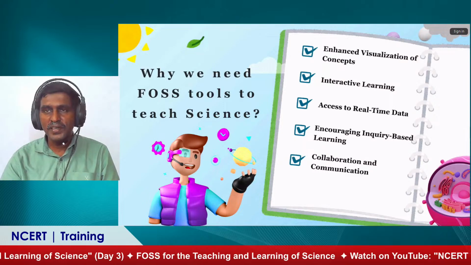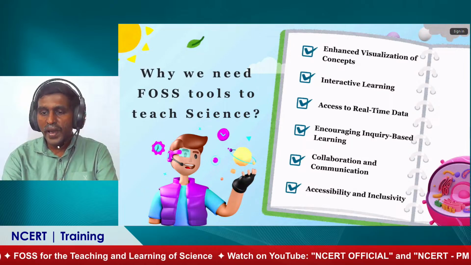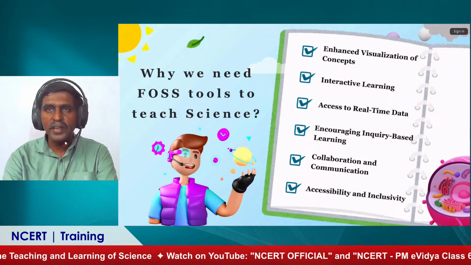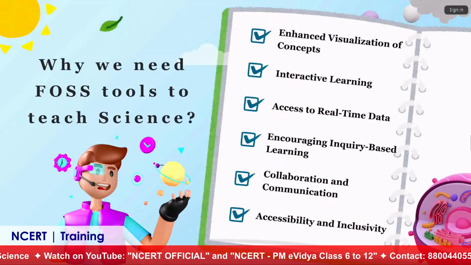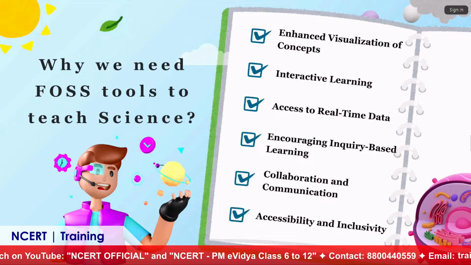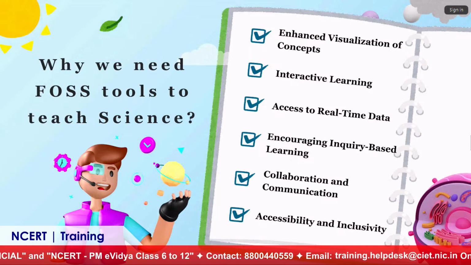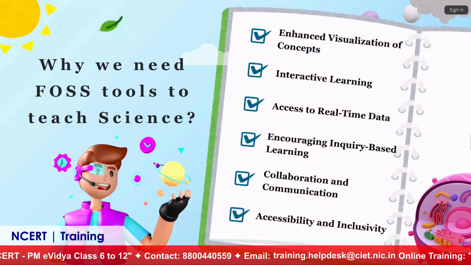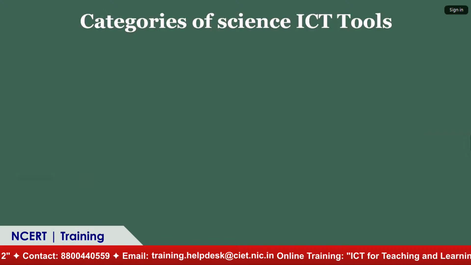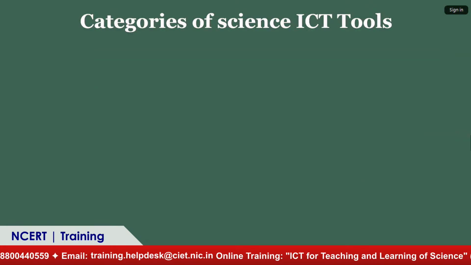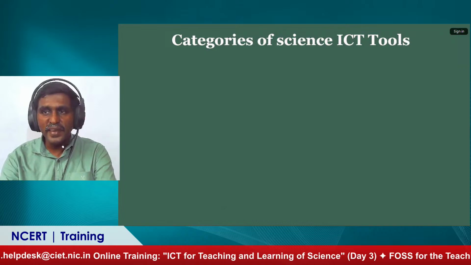Then collaboration and communication. We can collaborate and do the experiment. And also accessibility and inclusivity. All kinds of people can be reached. If there is a visual problem for the child, they can hear through the ear. Such ICT resources are available here. So all types of accessibility and inclusivity are available.